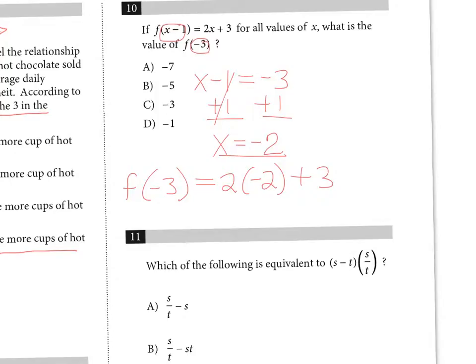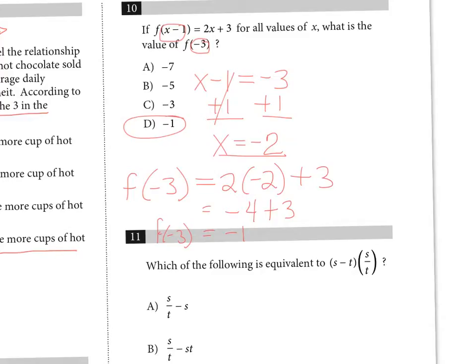Okay, so when I substitute 2 times negative 2, negative 4 plus 3, negative 1. So f of negative 3 is negative 1, and that is D. Okay, so that's the process that you need to follow when you do something like that. And yes, you're going to have something like that on the quiz tomorrow, so make sure that you do what I just did, okay? The inside equals the inside, solve for the x, and then come back to the function and substitute whatever that x is equal to.